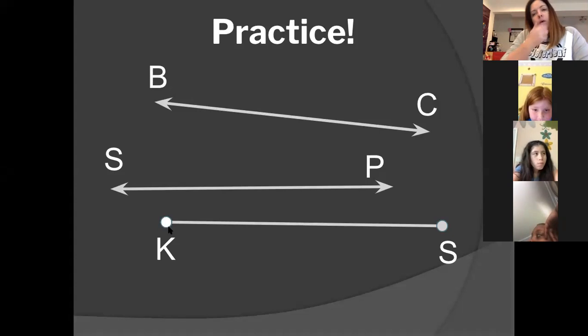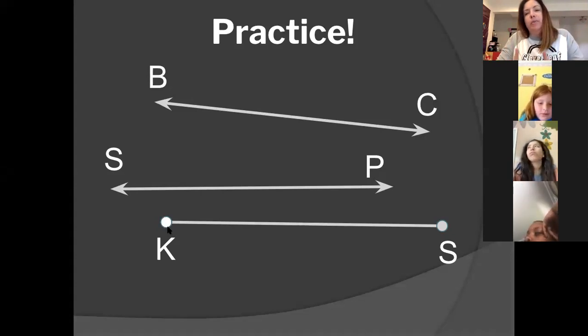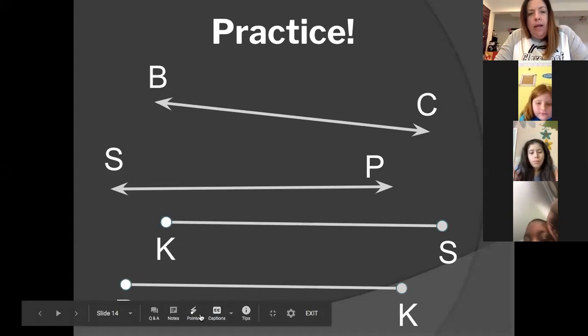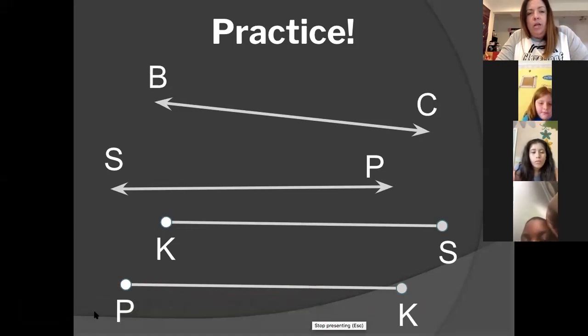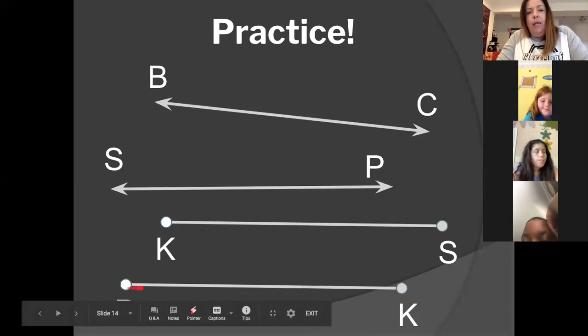The bottom where it says KS, that's a line segment. The dots or points on the end tell us that it's just a specific length or part of the line, okay? We name the line with the letters, okay? So we name it like line PK, and we would write that with the line over the top of the two letters, okay?